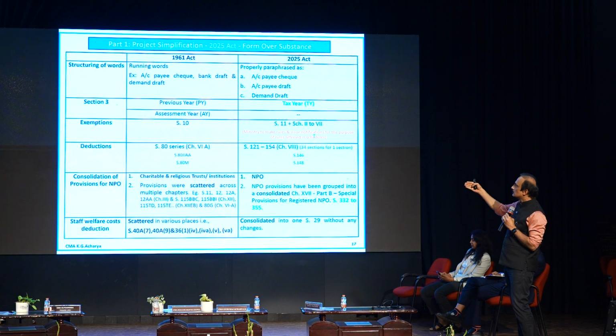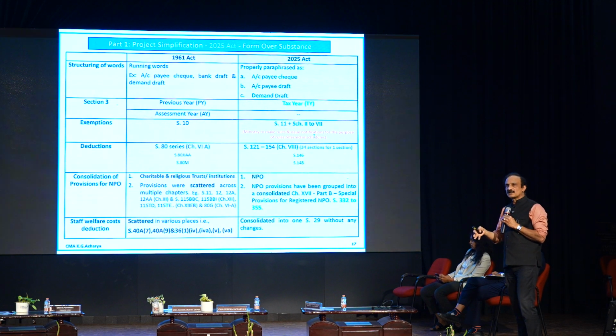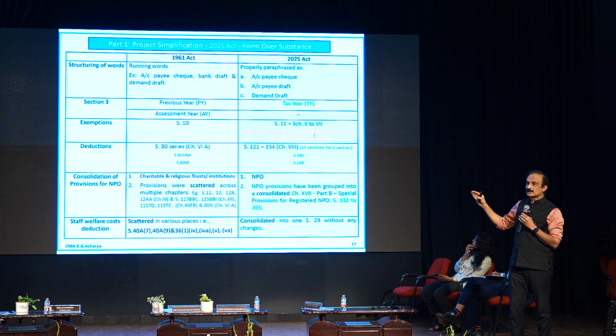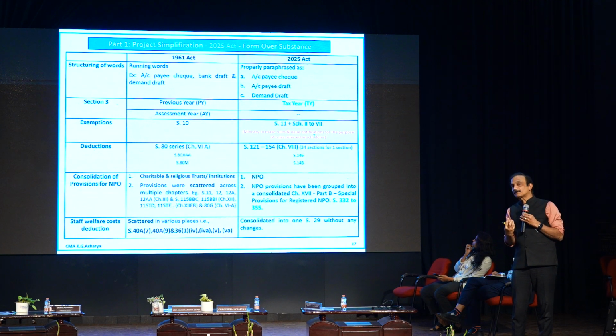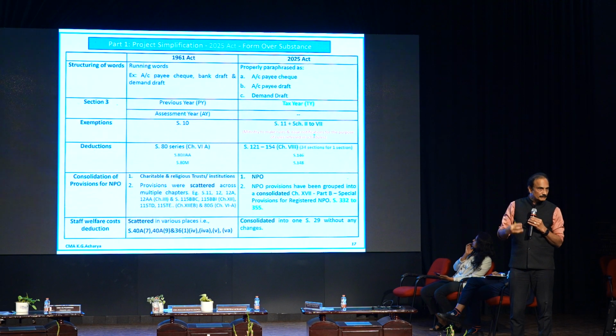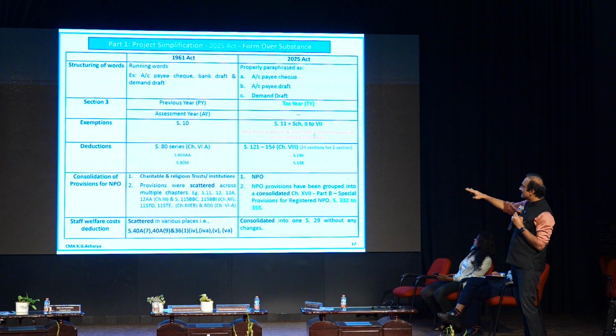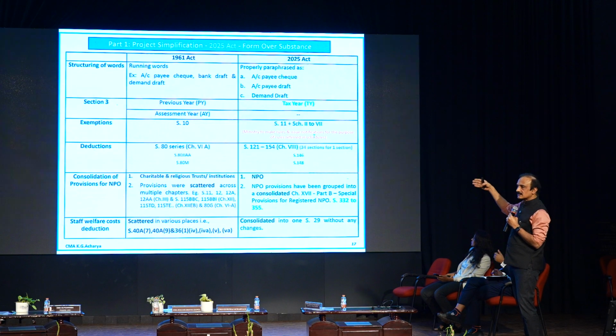For example, 80JJAA, a very popular deduction which you can claim for new employees. Those of you who are not claiming, please read 80JJAA. You will be able to get a deduction of 30% of the salary that you pay to the new employees. You can claim it as an additional deduction. That has now become section 146. 80M has become 148. Like that, the section 80 series have all been broken down.